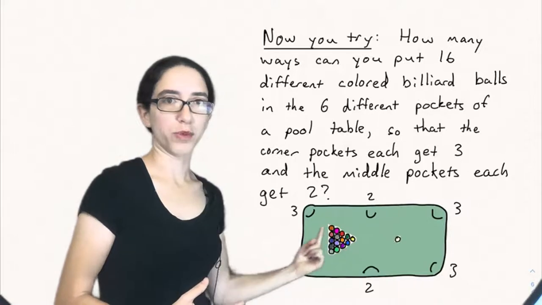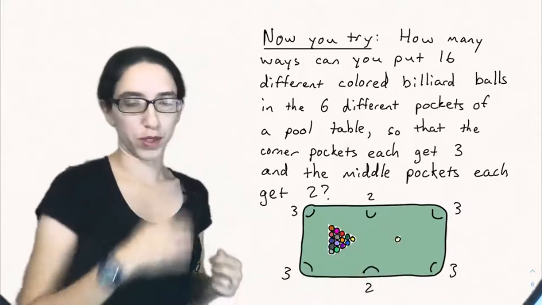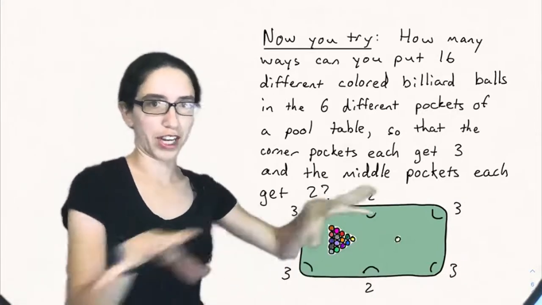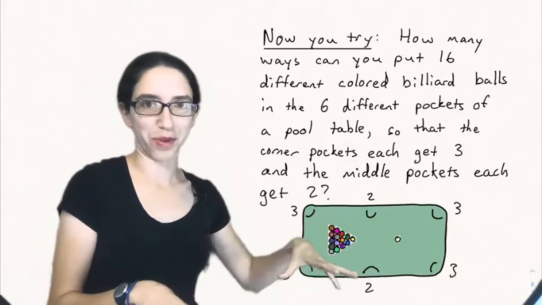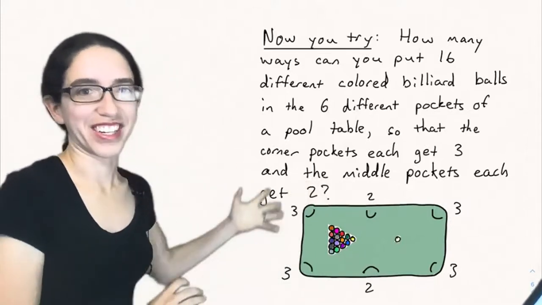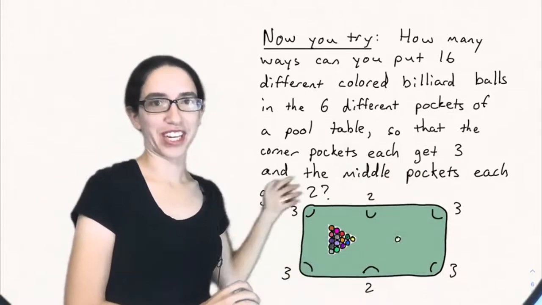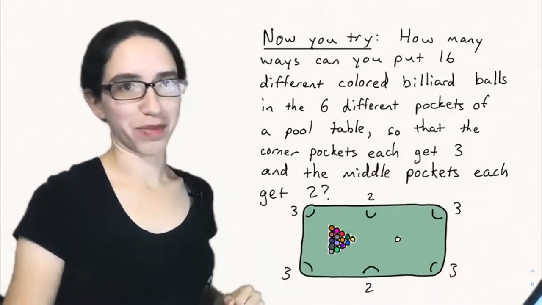balls usually in a pool setup, and then one white ball that's the cue ball that you hit the other balls with. You're trying to get all 15 balls in the pockets in a certain way, and then you'll put the white ball in at the end. So try to get this distribution. How many possible pool games can end up with 3 in each of the corner pockets and 2 in each of the middle pockets?